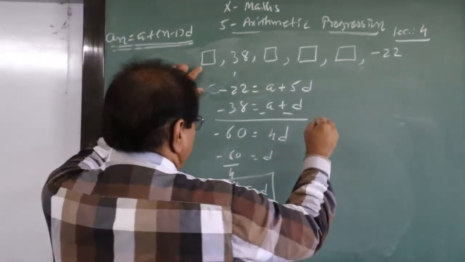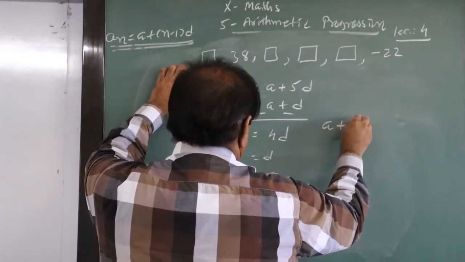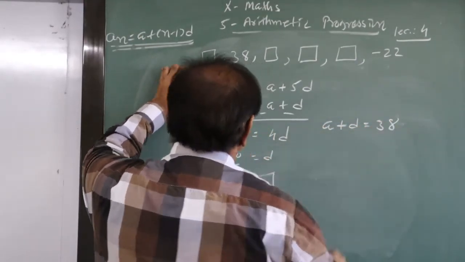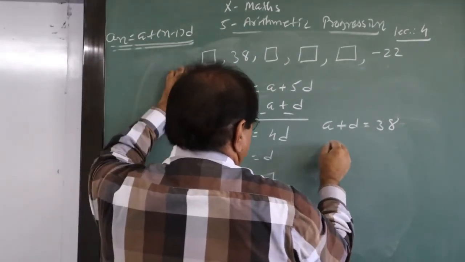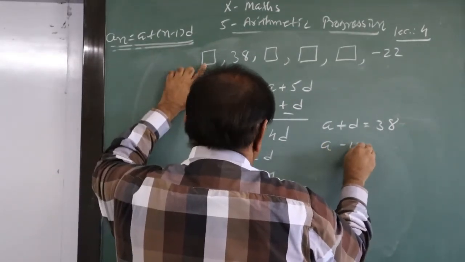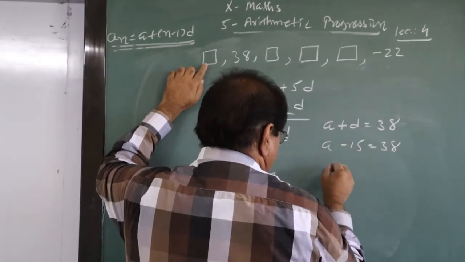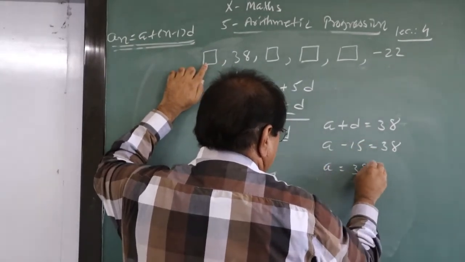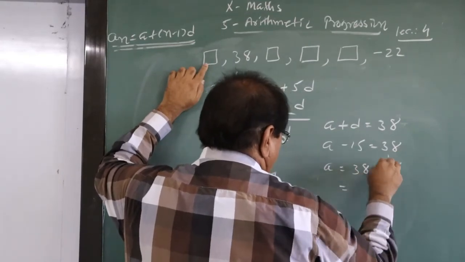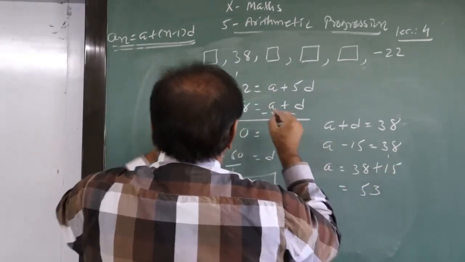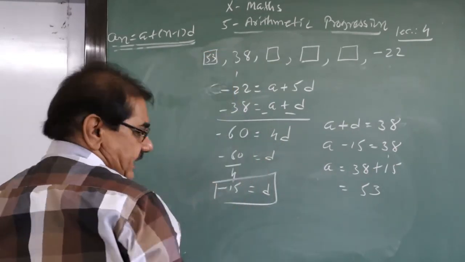So first of all we go for the second term. a plus d is equal to 38. Okay. a plus d is 38. So a minus 15 is equal to 38. So a is equal to 38 plus 15. So 8 and 5, 13, 1 carry, 3 and 2, 5. So the first term is 53.